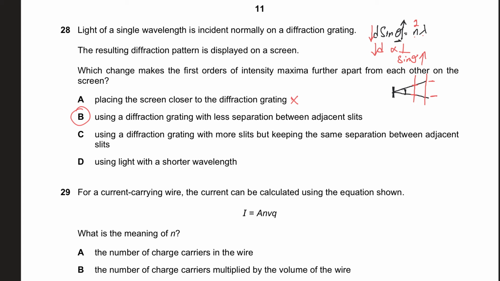C says using a diffraction grating with more slits but keeping the same separation between adjacent slits. So increasing the number of slits, or decreasing the number of slits, if the separation is the same, would have no effect.